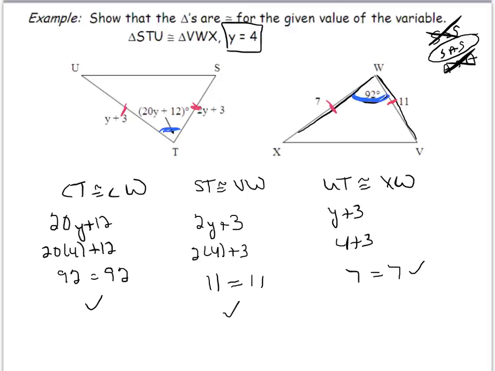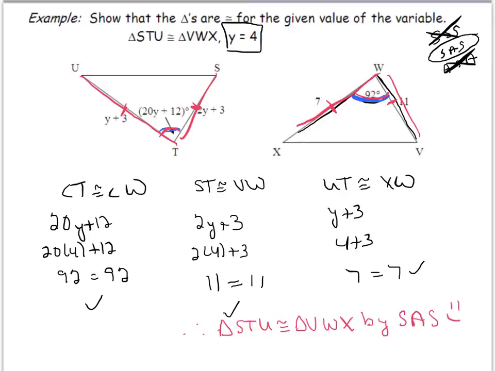Now, if you take a look at your triangle, I have a side, an angle, and a side that's congruent to a side, an angle, and a side. Therefore, these 2 triangles, so triangle STU, would have to be congruent to triangle VWX by side angle side.